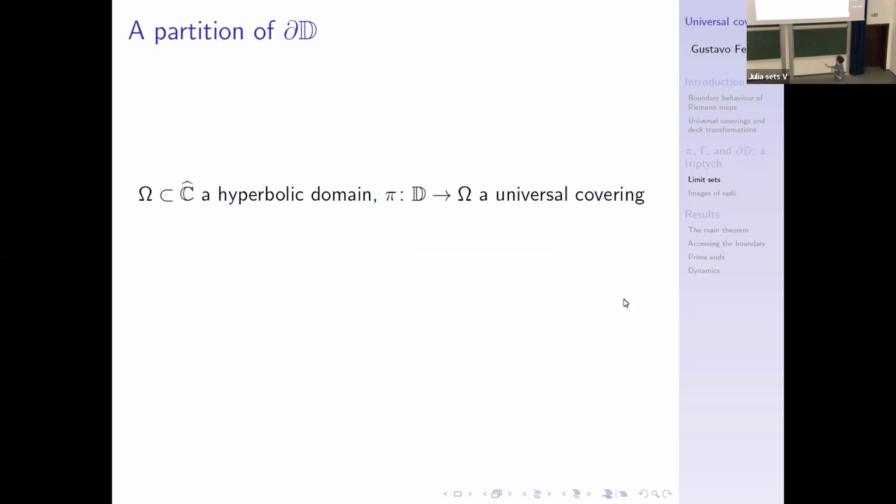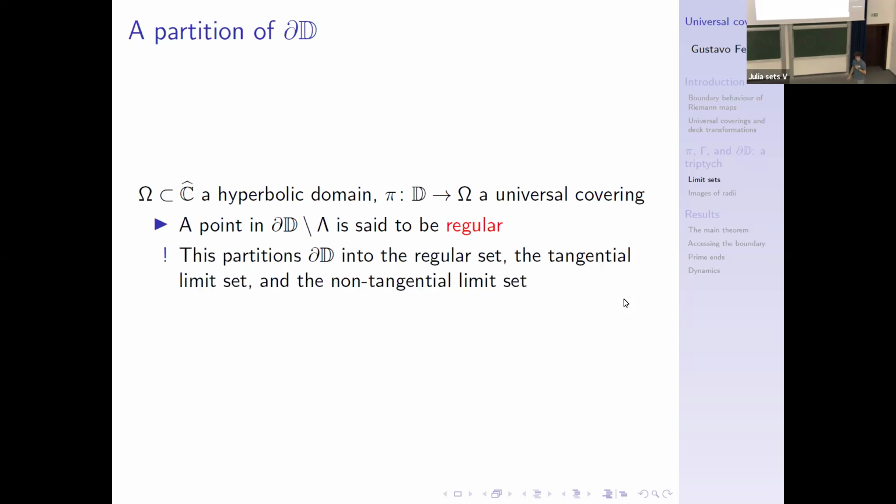And this is going to give me a partition of the unit circle into 3 distinct bits, right? The first bit are the points that are not on the limit set. And I'm going to call those guys regular.